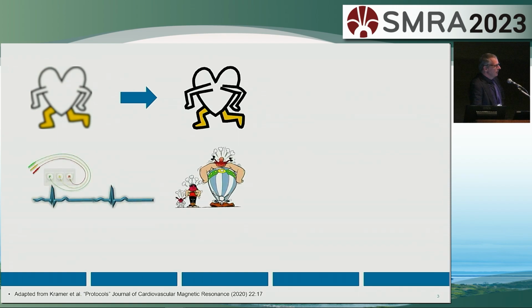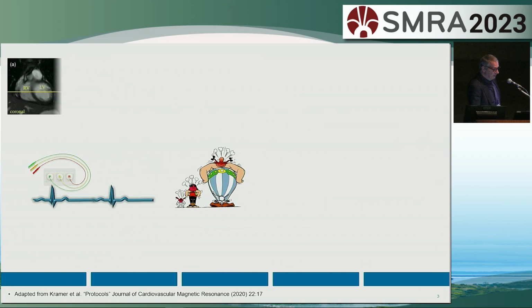Well, the mainstays we are employing are the EKG on the one hand, and then breath holds or navigators on the other hand. And those of you who are familiar with that French comic, this is Asterix and Obelix and Idefix the dog, who are holding their breath for a prolonged time. So that would actually be very good for cardiac MRI.